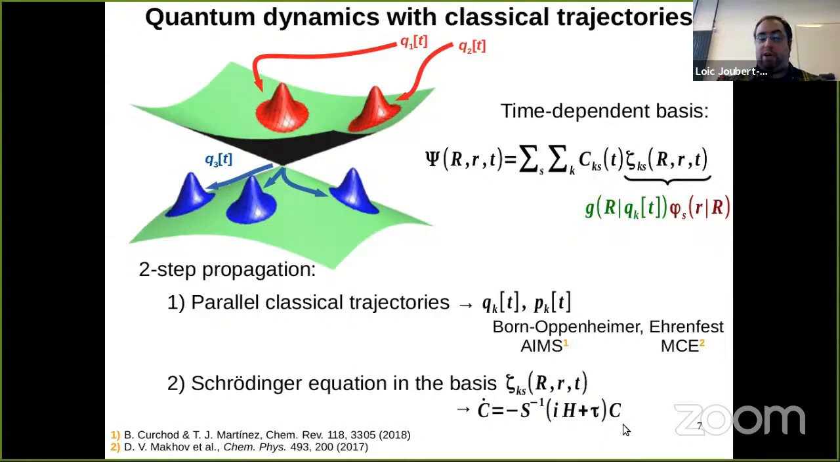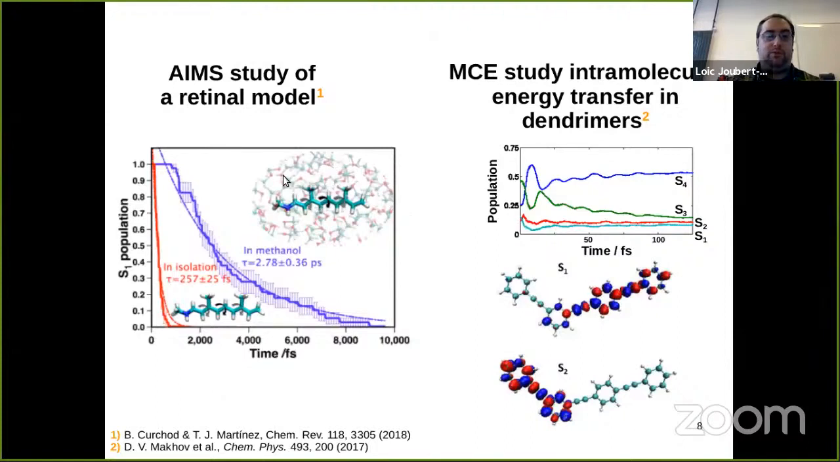And with this approach, you can really attack problems with very large molecular systems. For example, with the ab initio multiple spawning method, the retinol was modeled here in real time. Also, with the multi-configuration Ehrenfest method here, the energy transfer between these two dendrimers was also studied. And I think you will agree with me that these systems are rather large.